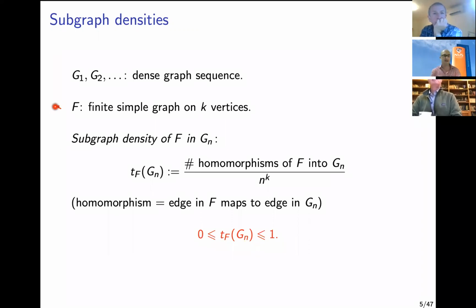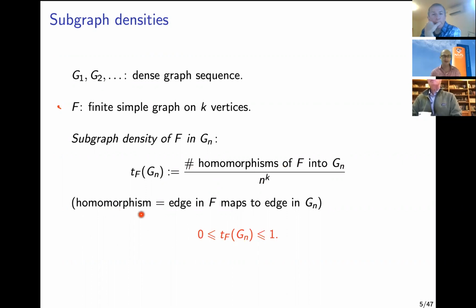So let's have a finite graph F on k vertices fixed, and we define the subgraph density of F in G_n, denoted by the symbol t_F(G_n), as the number of homomorphisms from F into G_n, and then we divide by the maximal possible number of such homomorphisms that we could potentially have. This can be reached if G_n is just a complete graph. In that case, we actually get n to the k.